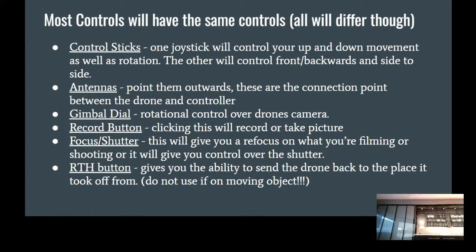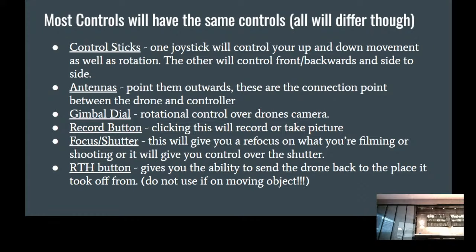Antennas. Point them outwards. These are your connection point between the drone and the controller. The gimbal dial, rotational control over the drone's camera. The record button. Clicking this will record or take a photo. Your focus or shutter button. This will give you a refocus on what you're filming or shooting, or it will give you control over the shutter.